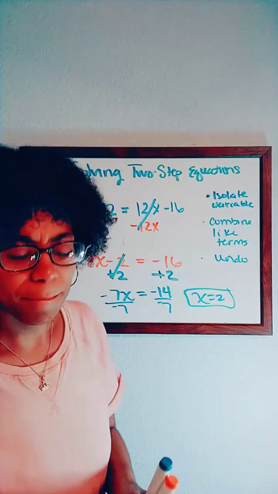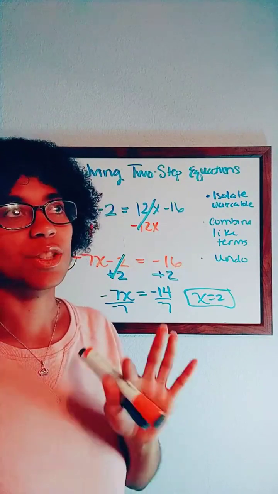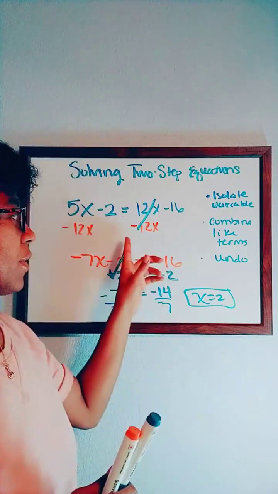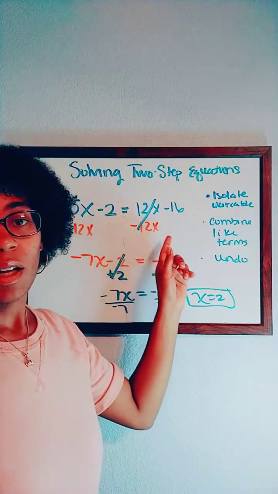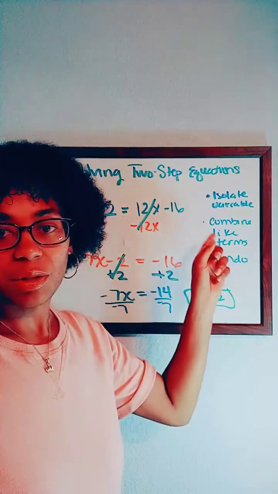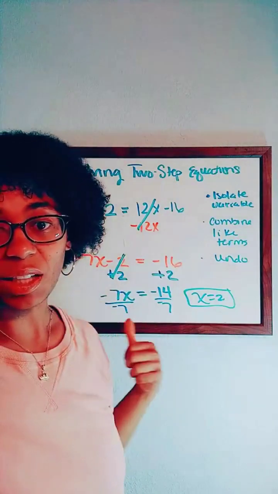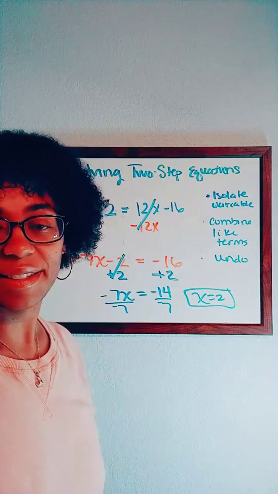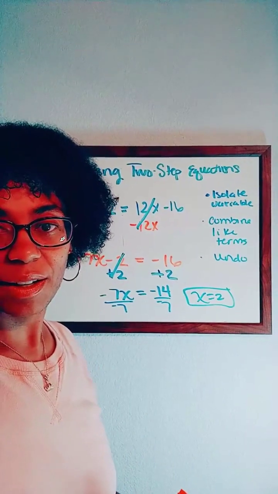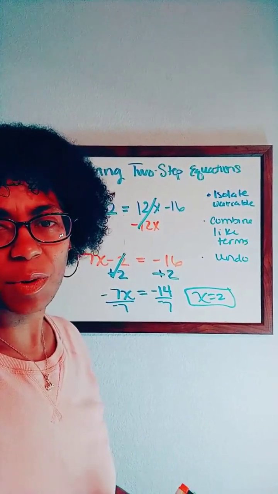It doesn't always. That's why I try not to do so many rules, and I try to just give it to you like, hey, what's our goal? To get x on one side and get the numbers on the other side. That's it. How you do that, you can do it any way you want.